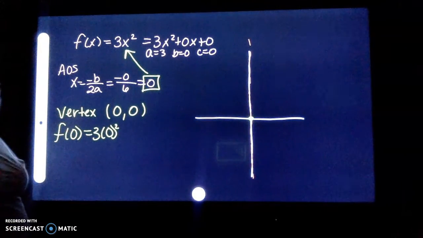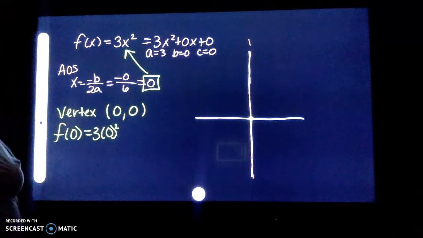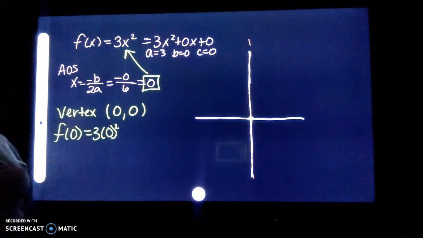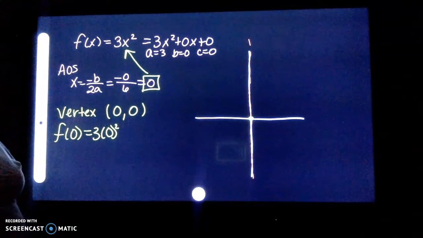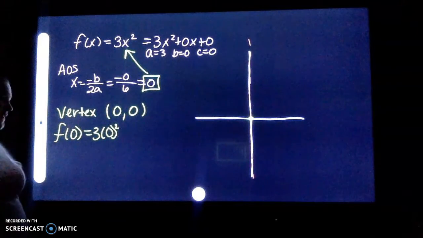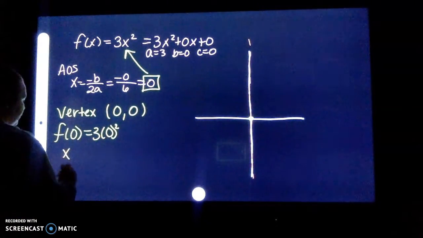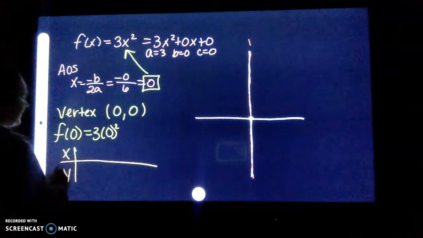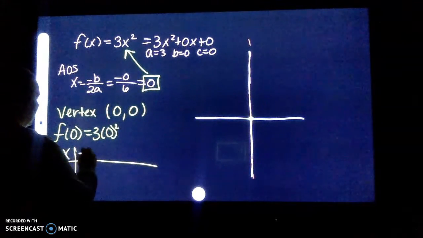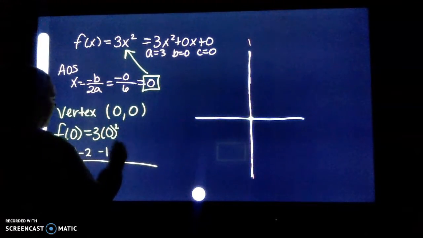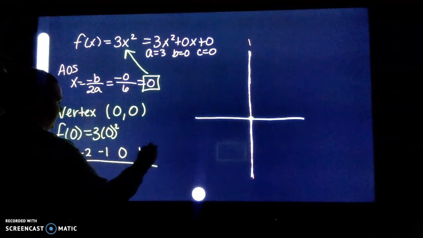So then how do I find the other points I need? Because I need 5 points in total to graph a quadratic. From here, we just do an XY table. I always pick values that are 1 and 2 away from my vertex on either side. Okay, so I'm going to do -2, -1. I already know what 0 is, but I'll still put it on my table.